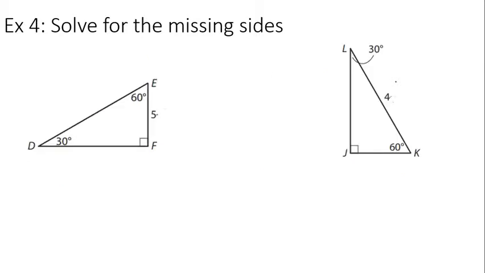Okay, example 4, we're going to solve for these missing sides. Here we have a 30, 60, 90 triangle. So again, if we start off with the 30, we know this side here is x, which means the hypotenuse is 2x, or 2 times 5, which is 10. So that's 10, 5, and that means this side over here is x square root of 3, and we know x is 5, so it's going to be 5 square root of 3.